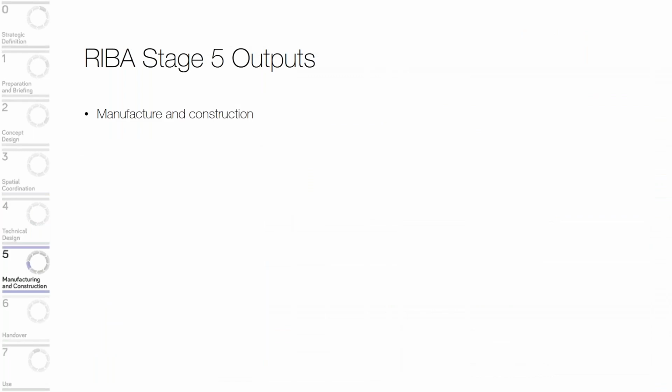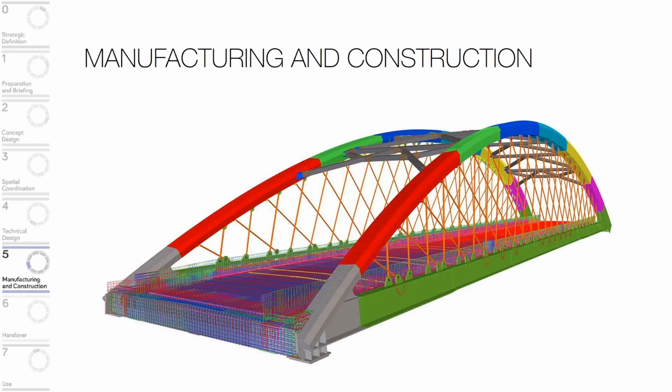Stage 5 is very much about the manufacture and construction. So this is where, as architects, we tend to have a lesser role. But the next project example I've got is from the Ordsall Cord, which is a Network Rail project, where we really took the BIM and information and modelling requirements right the way through the process.